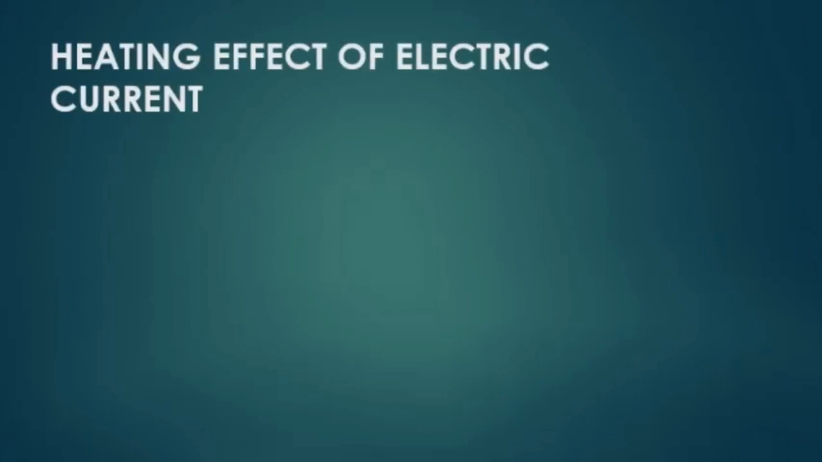The first effect that we are going to study in the chapter Effects of Electric Current is the heating effect of electric current. See, the heating effect of electric current is produced with the help of what? With the help of resistance only. Take the example of an electric bulb. Whenever you switch on that bulb, after some time, if you try to touch it, you will feel that the bulb has become warm.